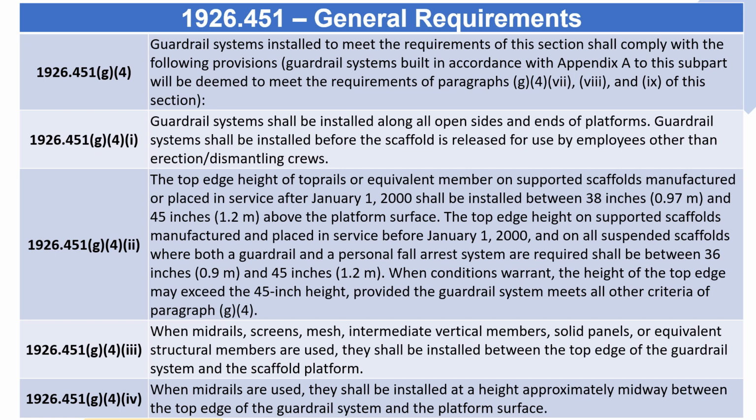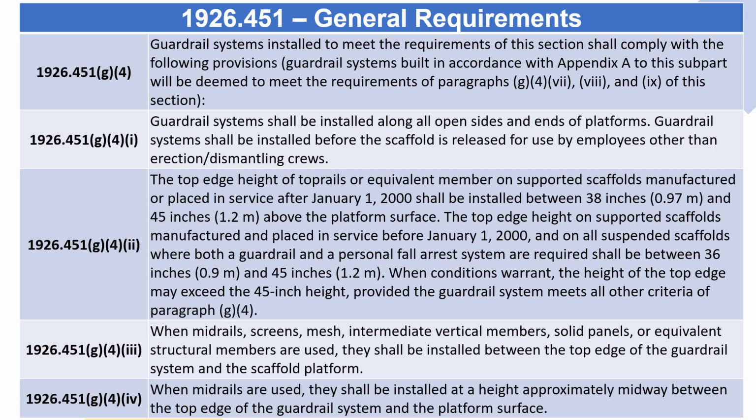1926.451(g)(4) Guardrail systems installed to meet the requirements of this section shall comply with the following provisions. Guardrail systems built in accordance with Appendix A to this subpart will be deemed to meet the requirements of paragraphs (g)(4)(vii), (viii), and (ix) of this section. 1926.451(g)(4)(i) through 1926.451(g)(4)(iv).